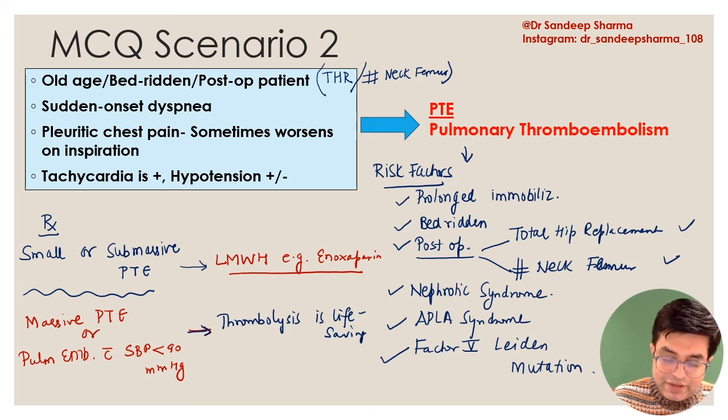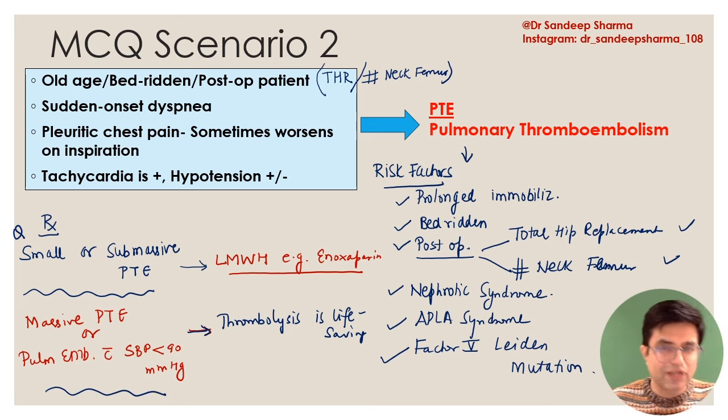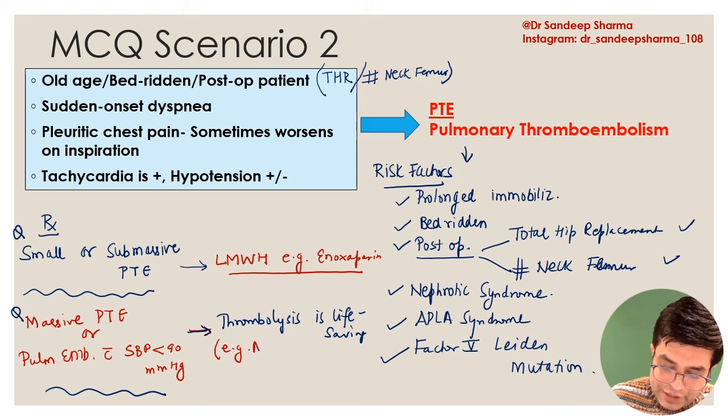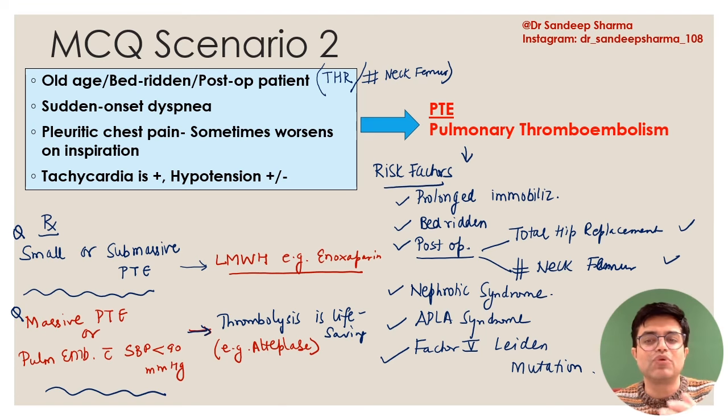And why am I stressing upon it? Because इसके ऊपर भी FMG का past question है, पुराना question 7 years back और ये 3 years back का question है. So thrombolysis is life saving. कौन सा thrombolytic agent you will prefer? You will give example alteplase. You can use reteplase. Rarely if nothing is available, you can use the cheaper agent called streptokinase also.